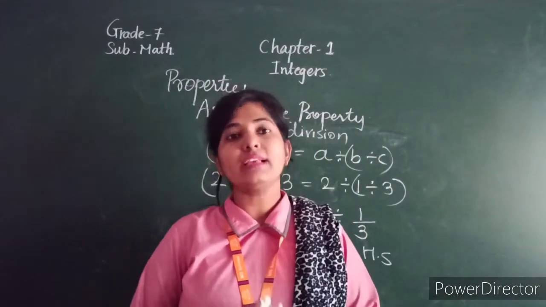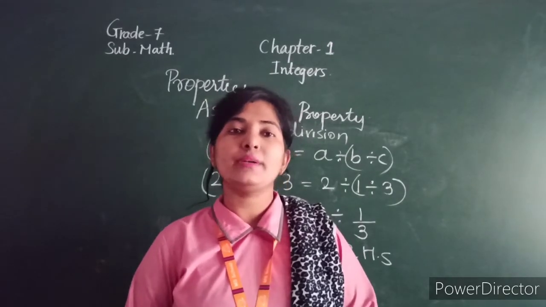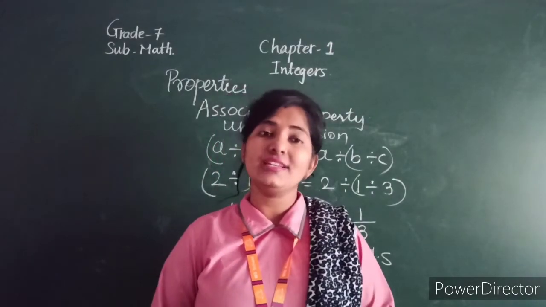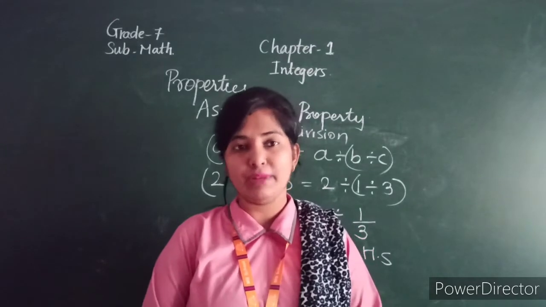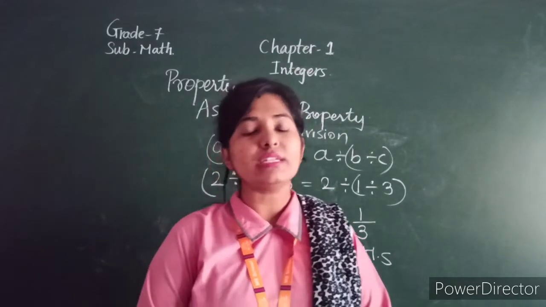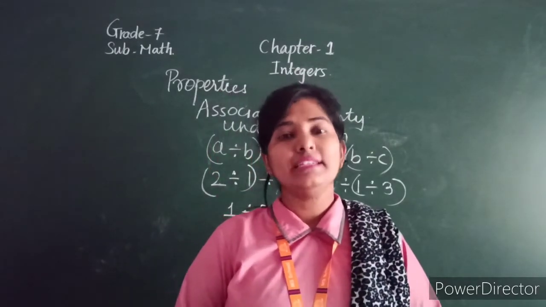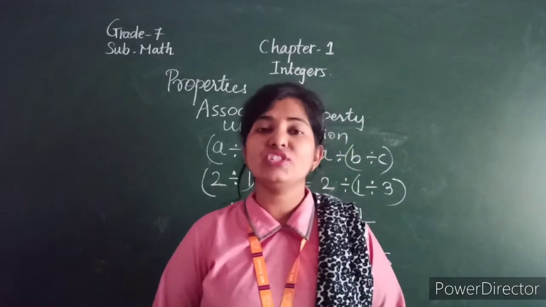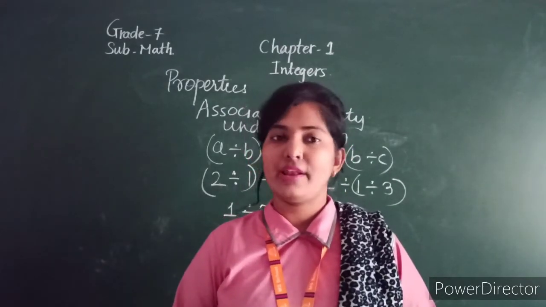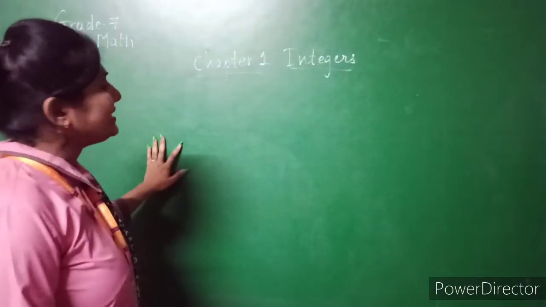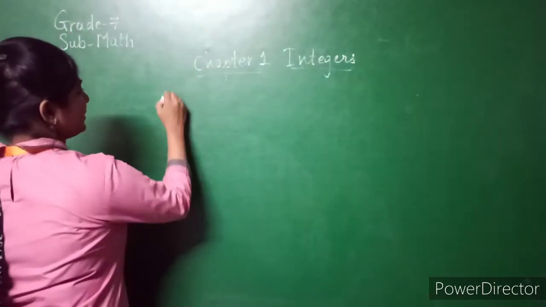So from this you can conclude that the associative property holds for addition and multiplication only. It is not closed under subtraction and division, because here LHS is not equal to RHS. So now next is the distributive property.